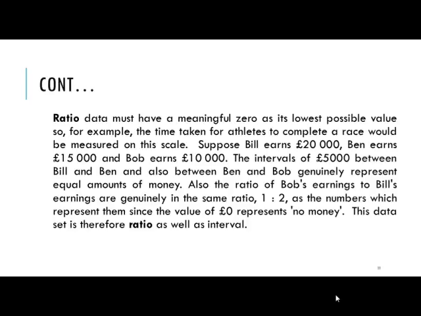Suppose Bill earned £20,000, Ben earned £15,000, and Bob earned £10,000. The interval of £5,000 between Bill and Ben, and also between Ben and Bob, generally represents equal amounts of money. Also, the ratio of Bob's earning to Bill's earning is 1:2, since the value of £0 represents no money. This data set is therefore ratio as well as interval.